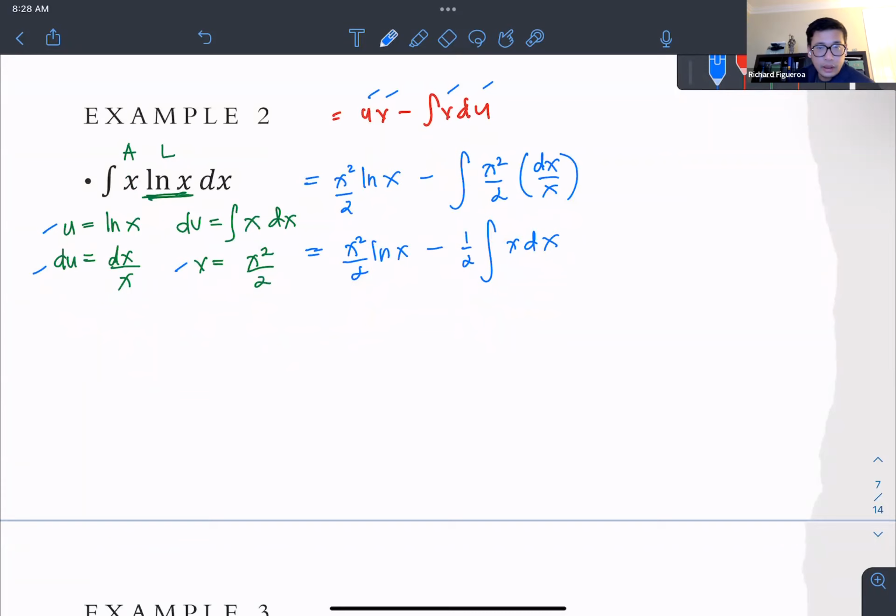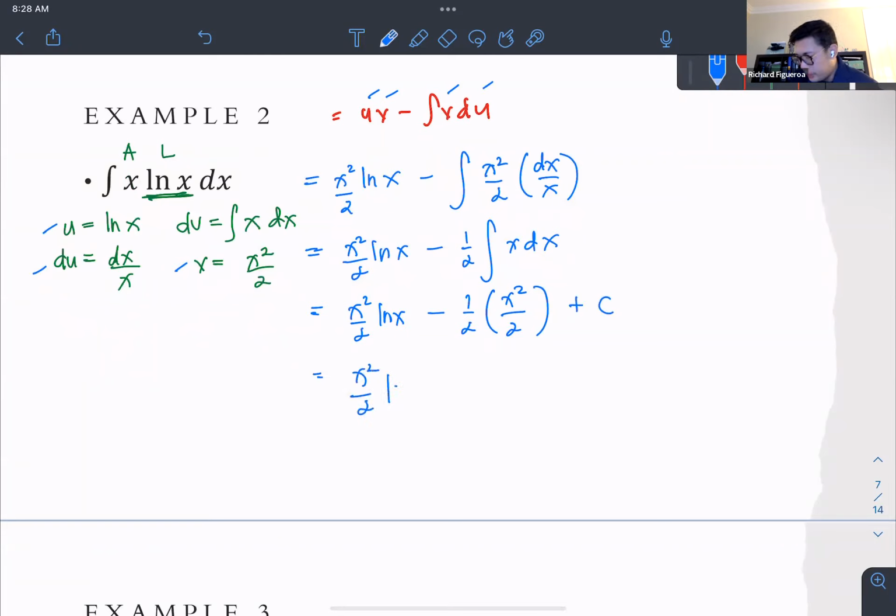And then finally, so we can now integrate this one. So x squared all over 2 ln x minus, so integral ng x, that is x squared all over 2. Let's see. x squared all over 2 ln x minus 1/4 x squared. Let's see.